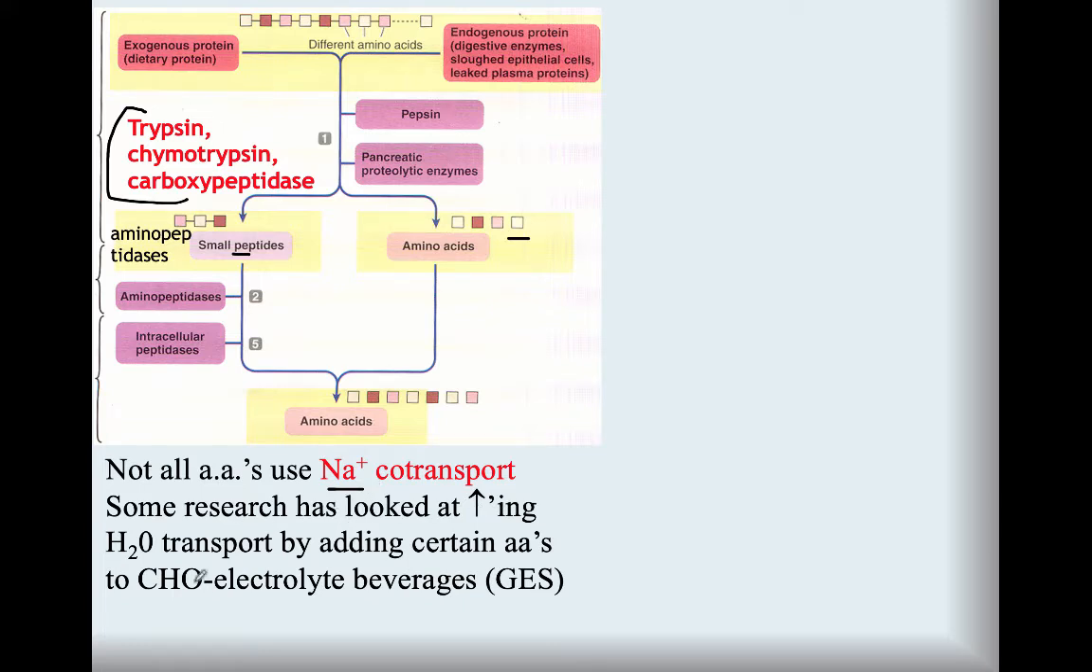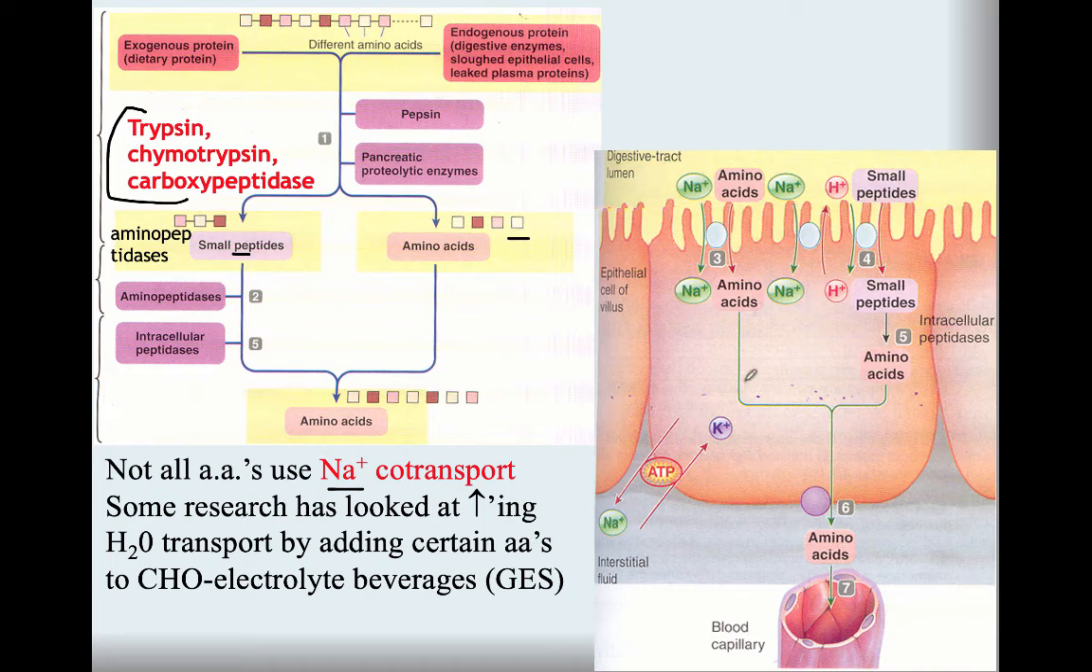Some research has looked at increasing water transport by adding certain amino acids to carbohydrate electrolyte beverages to accelerate rehydration, but to this point, it really hasn't worked any better than just having sodium in a drink that you might take. And so here you can see the co-transport, and they're just showing it to you in general. Not all amino acids use the same transporter, but this is co-transport, and sodium is going down its concentration gradient and dragging amino acids with it. And here you can see that some small peptides, dipeptides, perhaps tripeptides, can actually use co-transport with a proton coming in. And then you see we get that proton back out using antiport with the sodium. And then again, those amino acids will move across via facilitated diffusion, and then they get picked up by this arteriole that is in the villus.